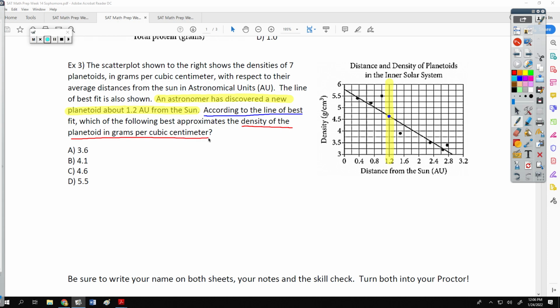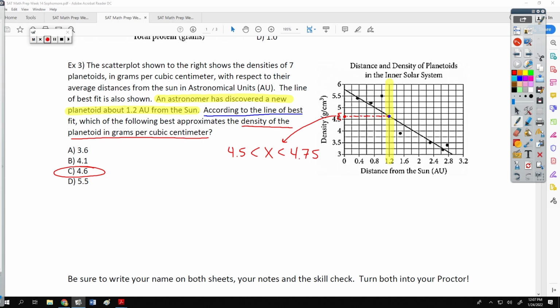So if we look at that point, the density is somewhere between 4.5 and 4.75, which is the next line up. We don't know exactly what that density is, but we know that it should be somewhere in this range between 4.5 and 4.75. Well, the only answer we have between 4.5 and 4.75 is the 4.6.